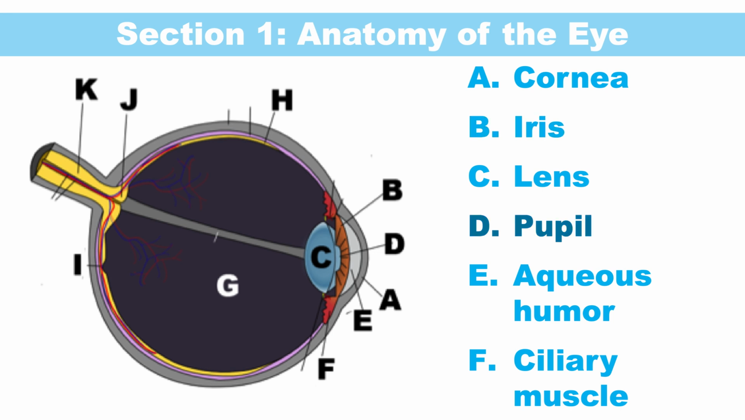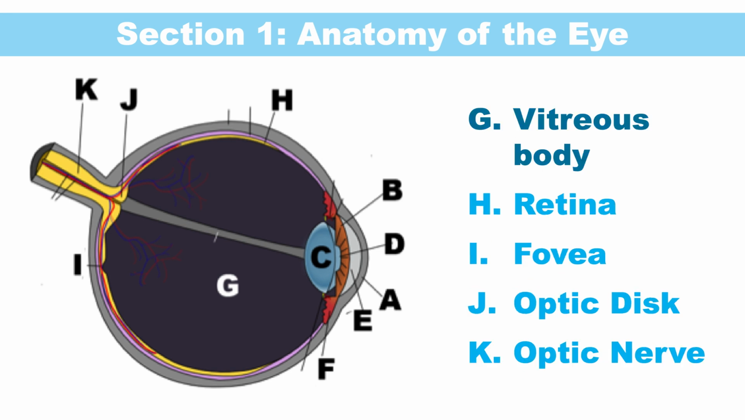Then the light passes through the pupil, that dark circle in the center. The pupil adjusts its size depending on how much light is present, kind of like the aperture of a camera. Next, the light reaches the lens, which fine-tunes the focus by changing shape, a process called accommodation. This lens is adjusted by the ciliary muscle. Light then passes through the vitreous body, a gel-like substance between the lens and the retina. Finally, it lands on the retina, that light-sensitive layer at the back of your eye.